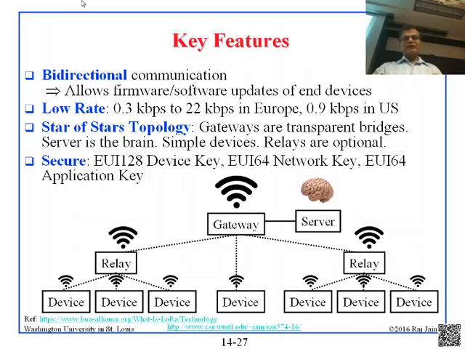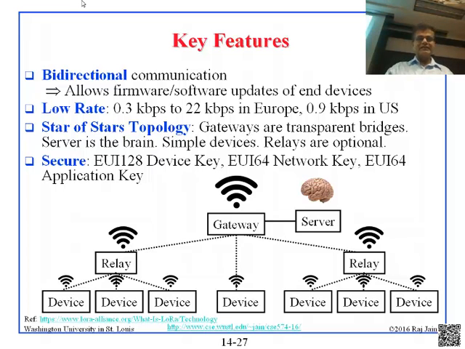Bidirectional communication. Not only can you use it to collect the sensor information, you can also update the sensors. So if you have to do any firmware update, meter update, or whatever, it can do both ways. Of course, it is very low rate, 0.3 kilobits to 22 kilobits in Europe and 0.9 kilobits in the US. Every country has a different rate because every country has a different band, size of the band, bandwidth, and different rules for what you can do with that bandwidth.